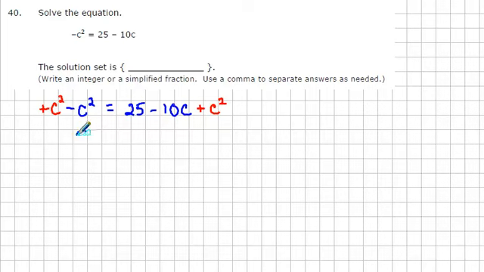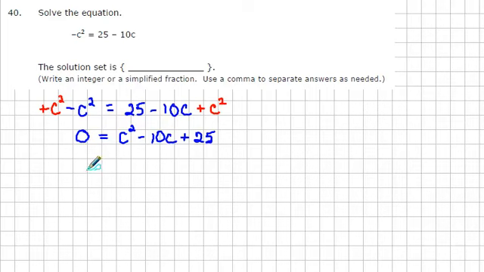On the left, we obtain the number 0. On the right, let's go ahead and rearrange the terms in descending powers of c. So we'll write the c squared first, minus 10c second, and plus 25 third. This will make it easier for us to factor.